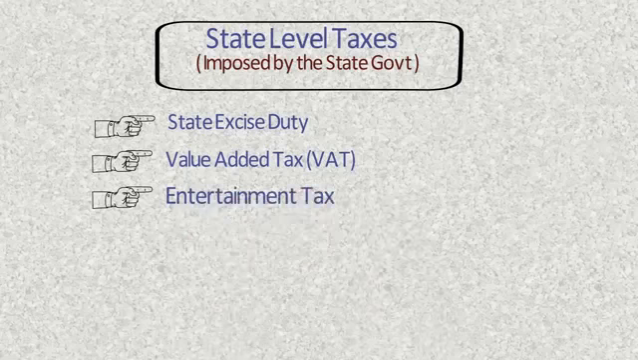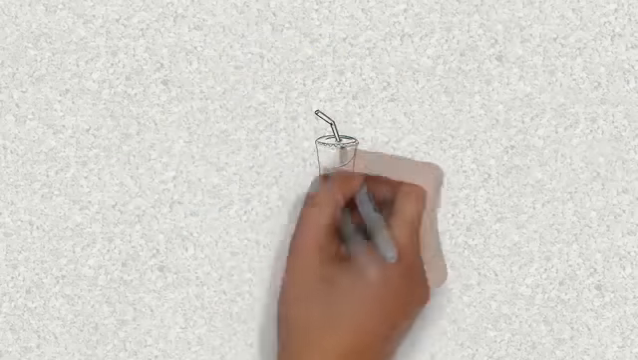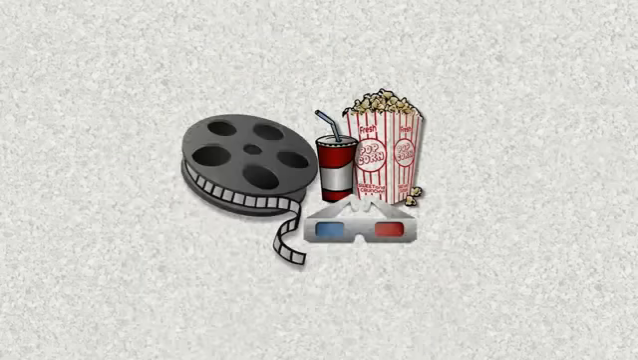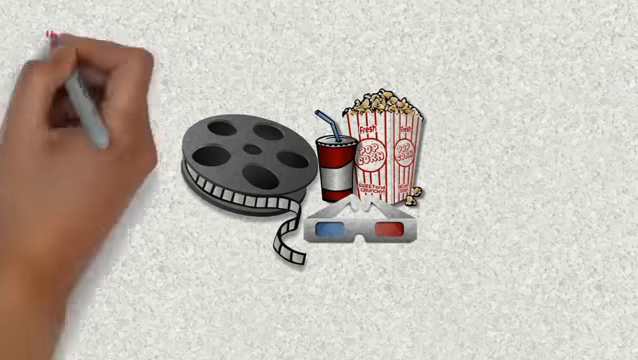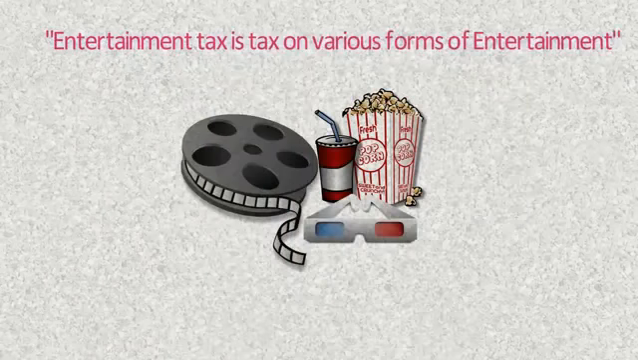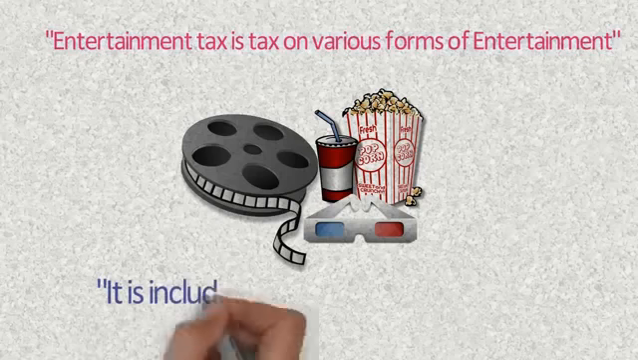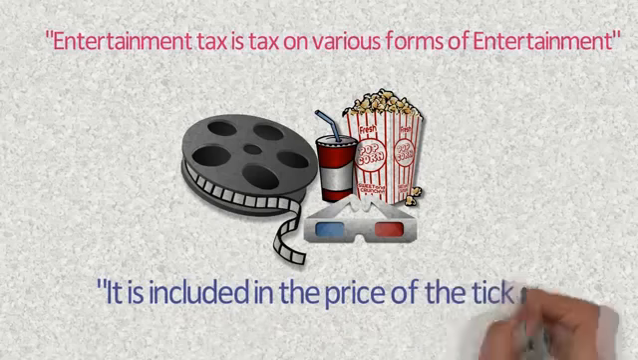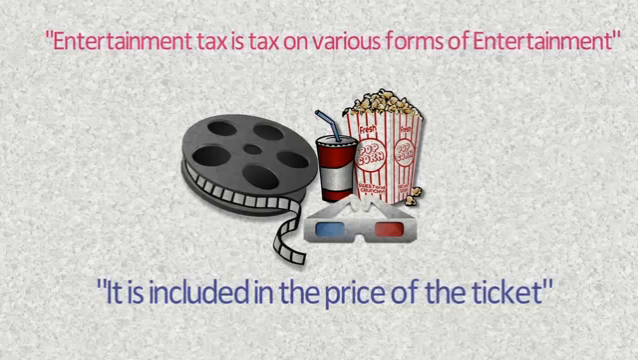Entertainment tax. Most of us like to go to the movies or pubs or discos, but we never realize we pay entertainment tax on such activities. Entertainment tax is levied on various forms of entertainment. Throughout India, entertainment providers will often include this tax in their ticket price. There are many places where entertainment tax is applicable, for example, movie theaters, pubs, discos, lounges, casinos, amusement parks, etc.